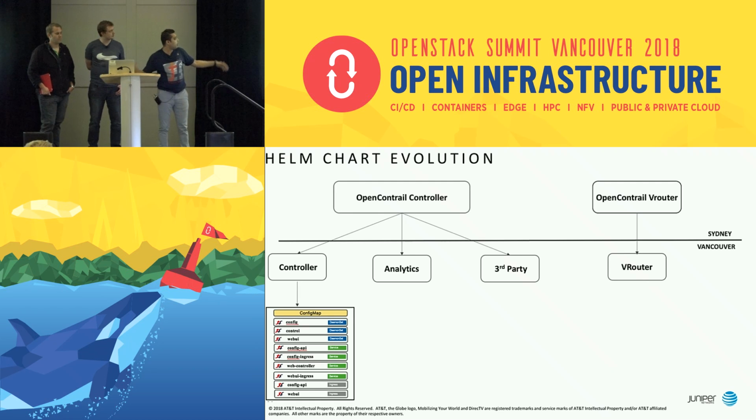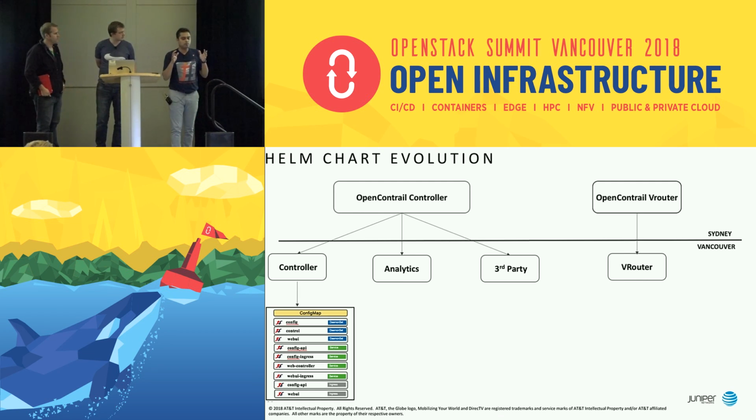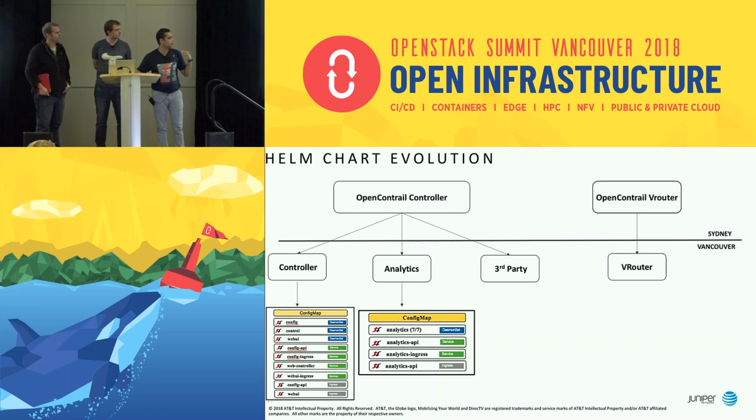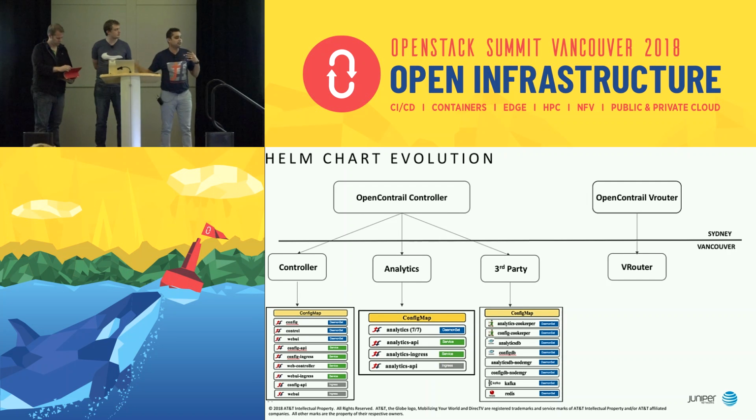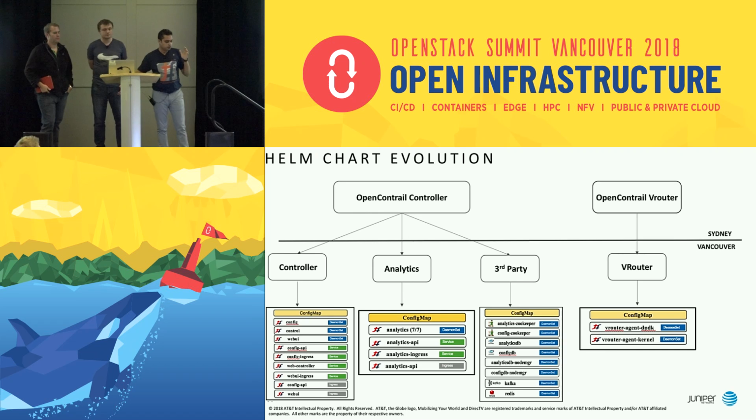What it means is all your config components and your control components reside in the controller chart, and you can update the chart by itself, or update the daemon sets by themselves. Similarly, we can update or upgrade different parts of the analytics by itself without touching the controller. The third party covers any changes that come in the third-party tools that we use. We can easily incorporate those changes without touching the rest of the components. And finally, the vRouter.